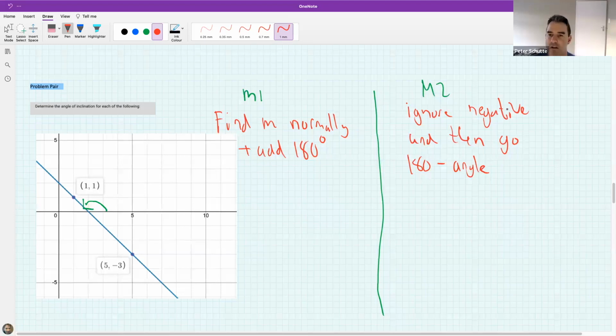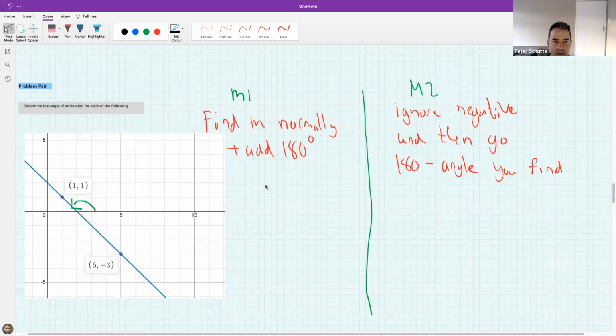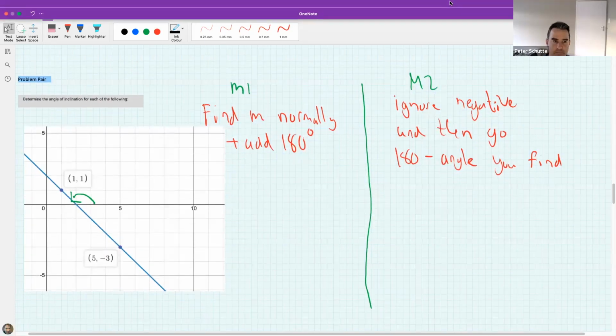Now, if that seems random and weird, just ignore it. I will show you what I mean by both methods, and you'll find it easy. But for now, choose a method and try to find the angle of inclination. If you get it wrong, I don't mind. I just want you to try and figure it out by yourself, and then I will come along and give you correction.